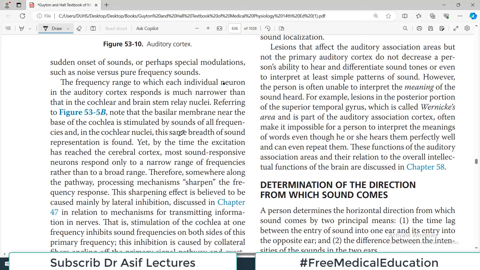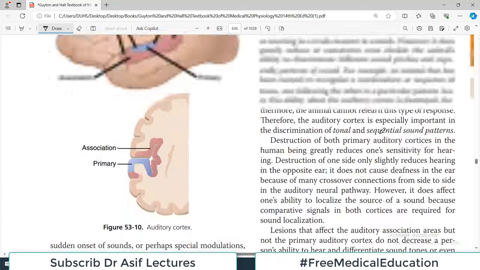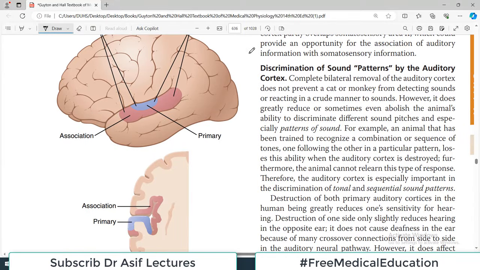So, irrelevant stuff, guys. Just leave it out, okay? Trust me. Now, discrimination of sound patterns by the auditory cortex.